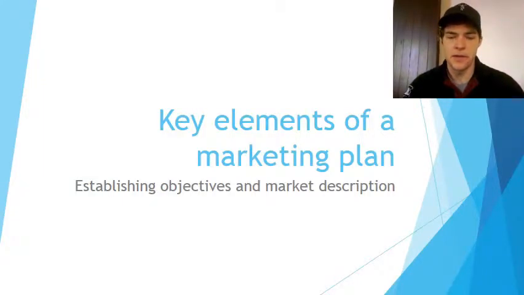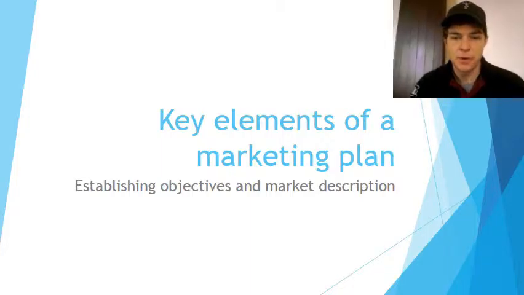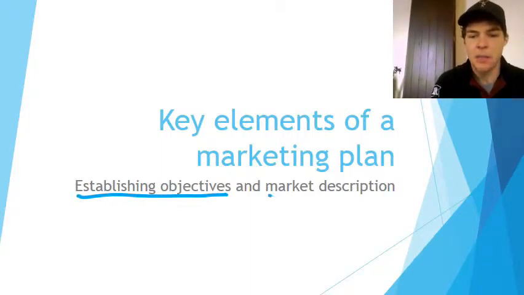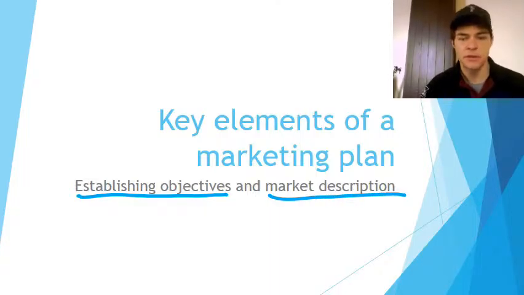Okay, so for today's lesson, we're going to look at key elements of a marketing plan. The first two elements we're going to look at are establishing objectives and a market description. We'll explain them in a little more detail in a minute.